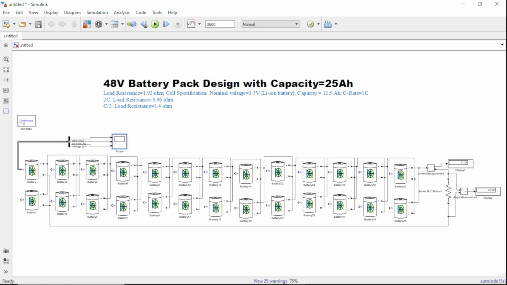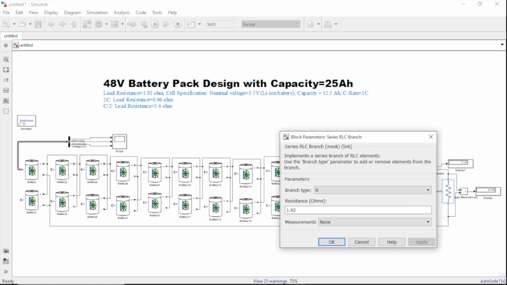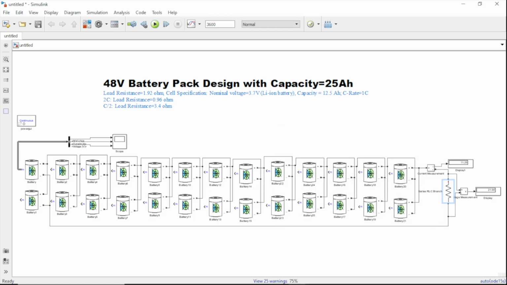Now 2C means it takes a faster time to discharge. 2C means it takes only 30 minutes to completely discharge. For that we require the load resistance as 0.96 ohm. So just double click on the resistance and change the resistance value to 0.96 and then apply. Okay, so it takes only 30 minutes. So here the run time will be 1800 seconds. Okay, now just run the program.